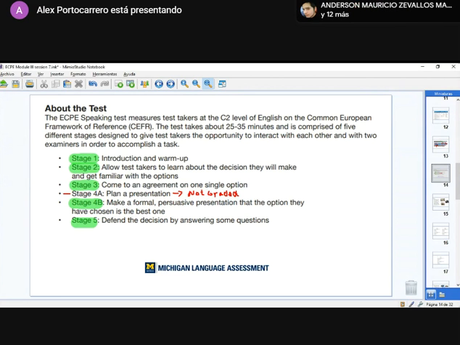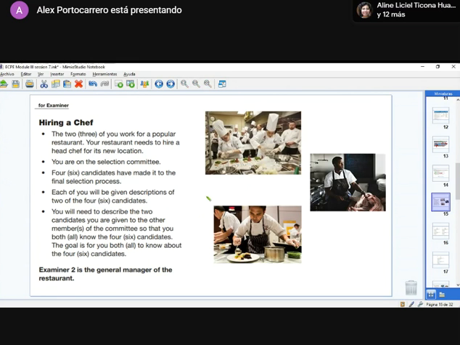Now, if we look at the instructions you have to redact, the instructions are always the same, right? We have one situation, hiring a chef. These are the instructions you have to prepare to read to your test takers. You have to read the instructions, right? It says, the three of you, because there's going to be three, work for a popular restaurant. Your restaurant needs to hire a head chef for its new location. You are on the selection committee.